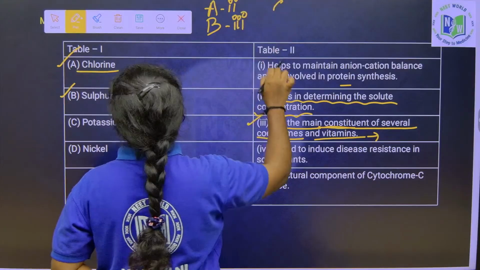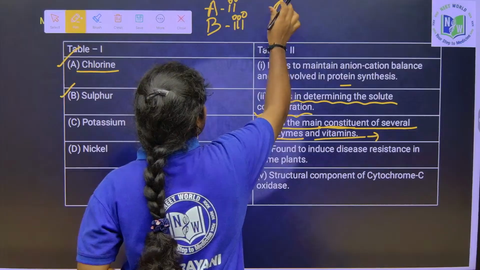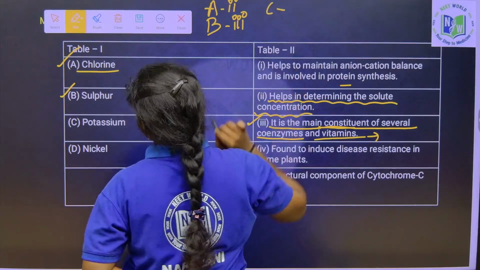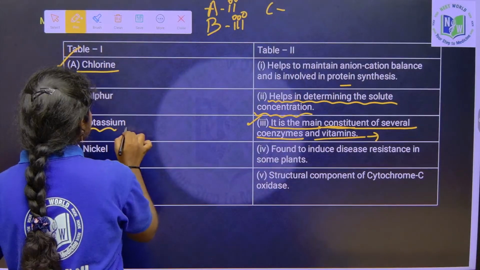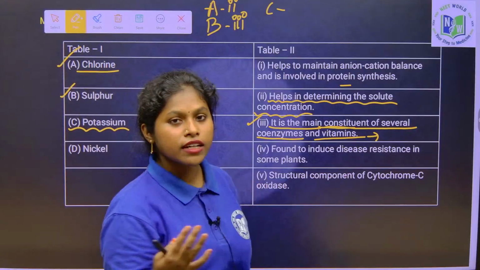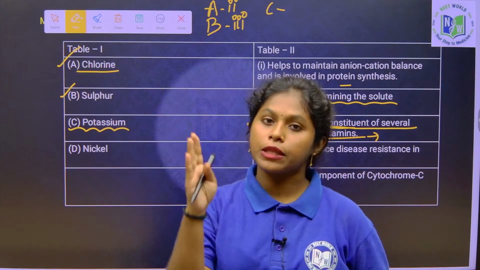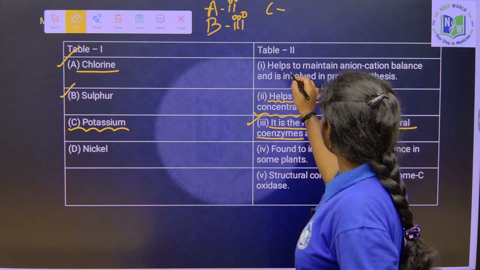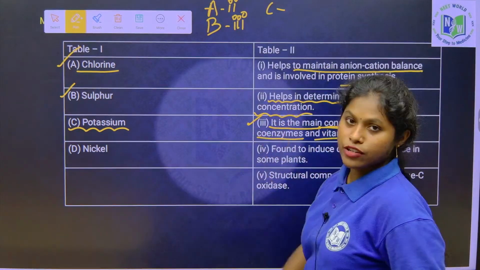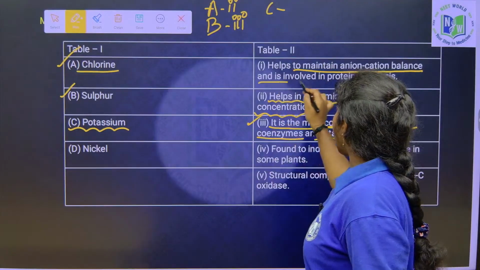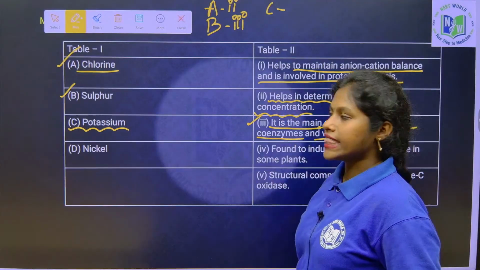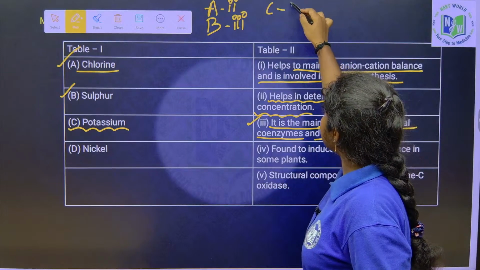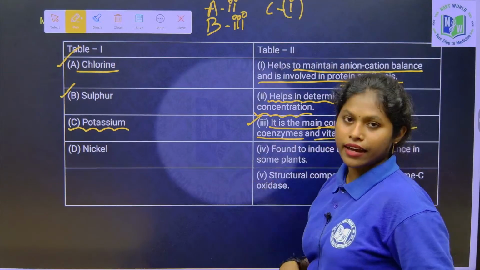Now C. C is potassium. We all know, as we studied before in the question, that potassium is the main element for protein synthesis and anion-cation balance. It helps to maintain the anion-cation balance in the plant and is involved in protein synthesis. Here the C option is the correct answer.